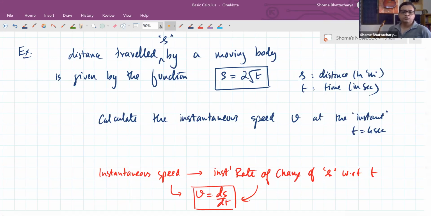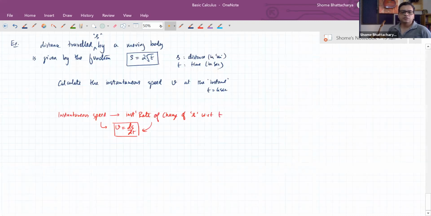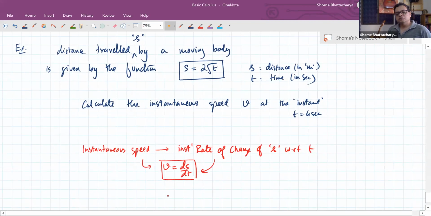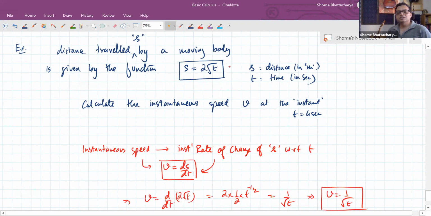So now all we have to do is apply that concept to this particular function which is given to us. Here v will be the differentiation of this function. That will become 2 into half into t to the power minus half. As you can see, it will be 1 by root t. So for this relationship between distance and time, the instantaneous speed is given by this relation.